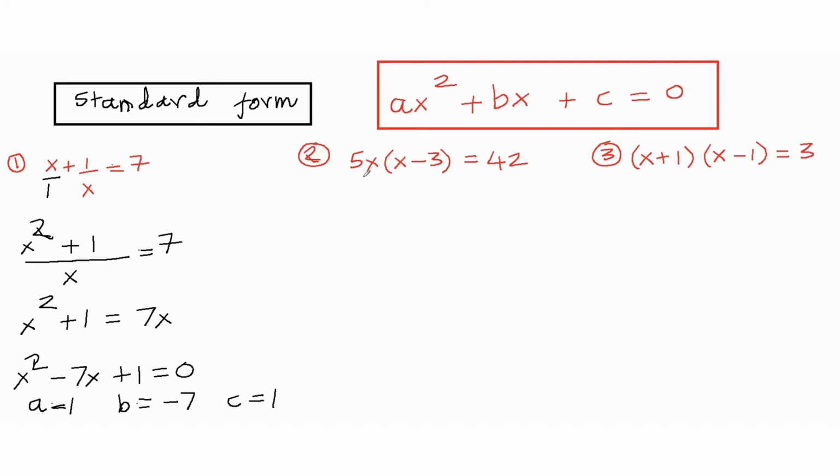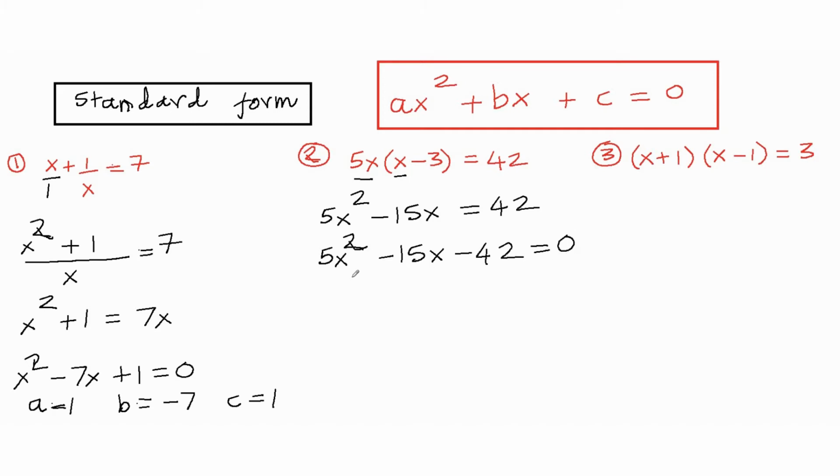So let us now try the second one. In the second one, I have to open up the brackets. 5x into x is 5x square. 5x into minus 3 is minus 15x is equal to 42. Let's rearrange this. So this becomes 5x square minus 15x minus 42 is equal to 0, right? So this is again the standard form.